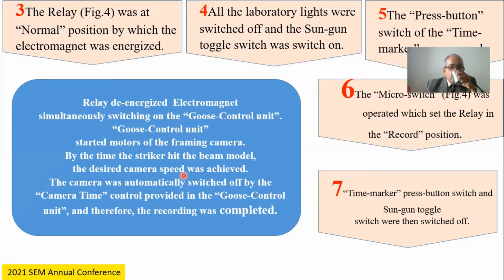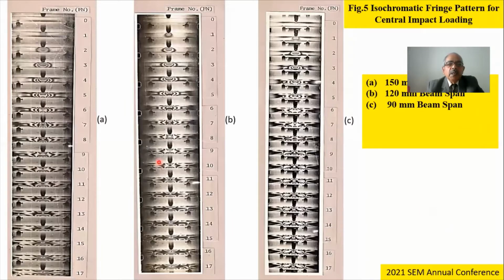The camera was automatically switched off by the camera time control provided in the goose control unit, and therefore the recording was completed. And last, the time marker, press button, and the sun gun toggle switch were switched off. In this way, we get the recording for 3 different beams, namely 90 as case C, 120 as B, and 150 millimeter as A, with isochromatic fringe patterns in the light field arrangement.